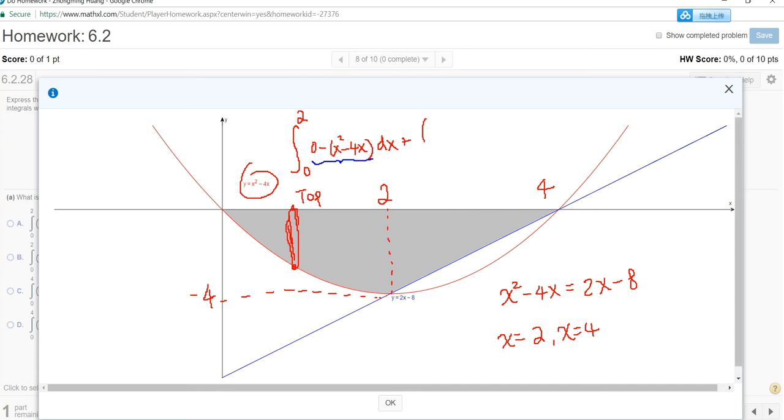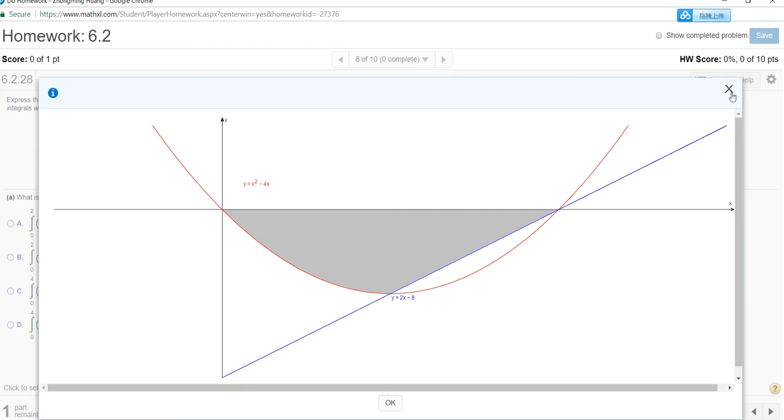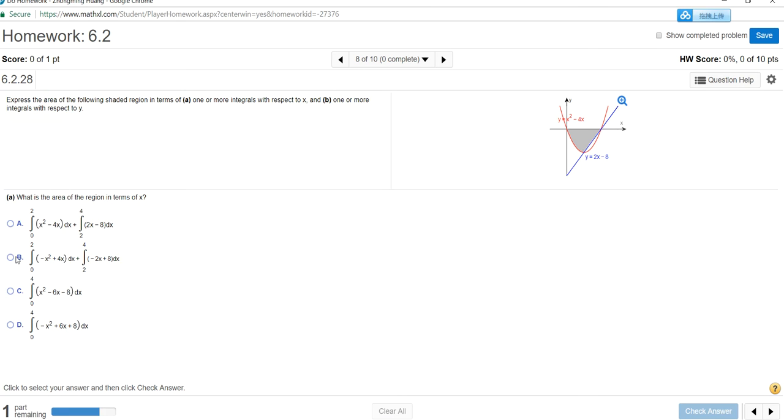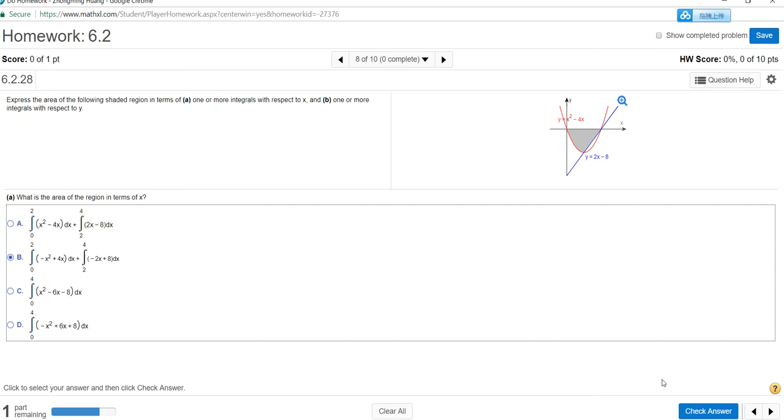Now plus the second region is here, so I'm going to draw a slice, and this is from 2 to 4, and this time it will be 0 minus (2x minus 8) dx, right? So therefore this concludes part A. I'm sure that if you simplify it, you should have no problem choosing the correct answer. I'm going to erase this now. So for me it looks like this particular one.